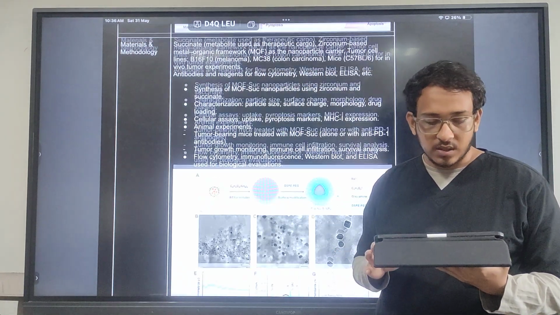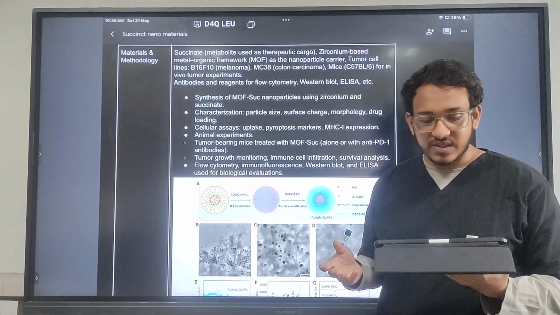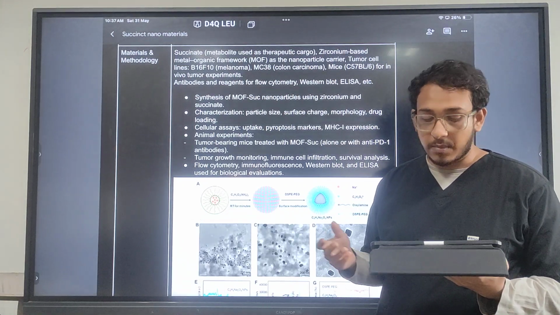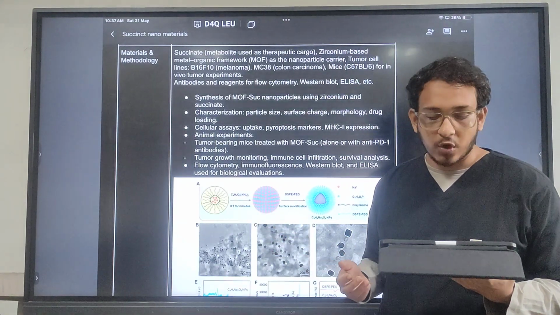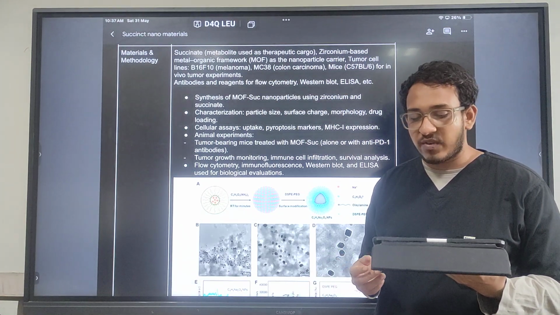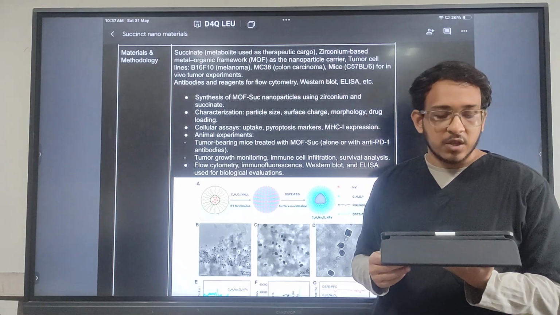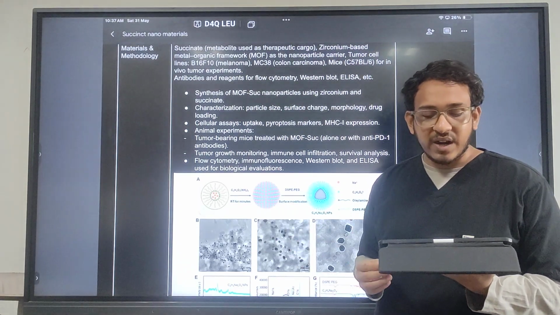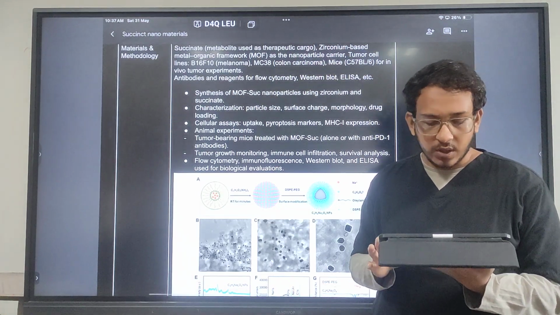Tumor cell lines: B16F10 and MC38. B16F10 is melanoma, MC38 is colon carcinoma, and in mice it is C57BL/6 for in vivo tumor experiments. So the antibodies and reagents for flow cytometry, immunoblotting, and ELISA were used.